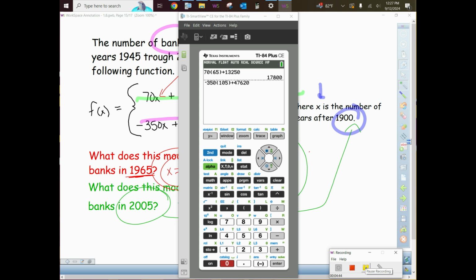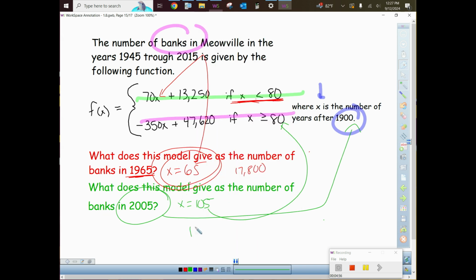So putting 105 in for x into that function, I did negative 350 times 105 plus that big old y-intercept, and I got 10,870 would be the answer to that one.